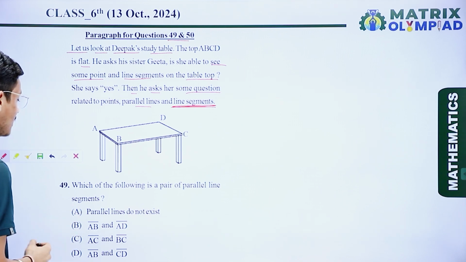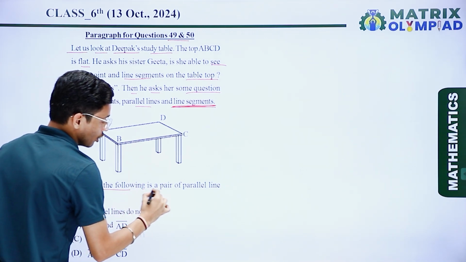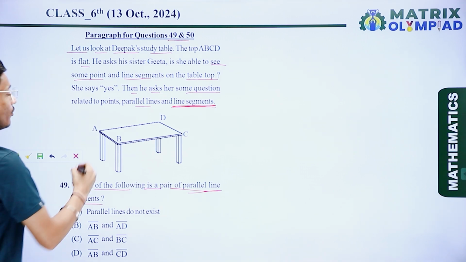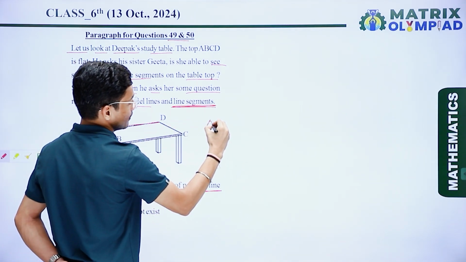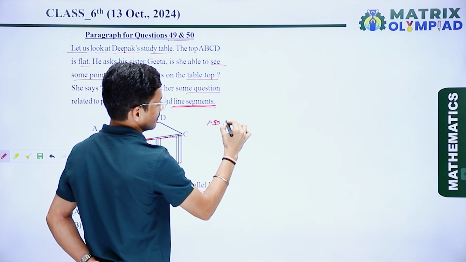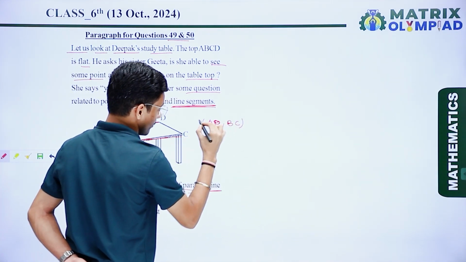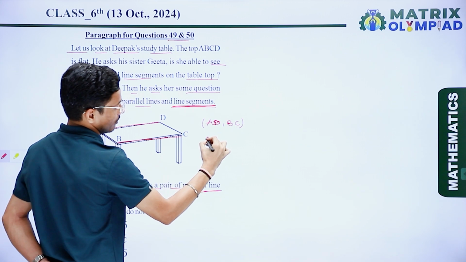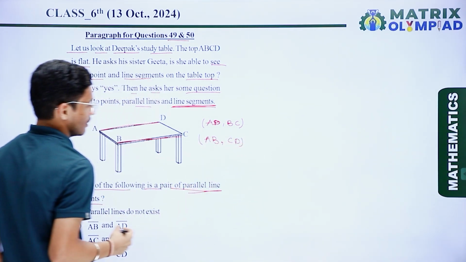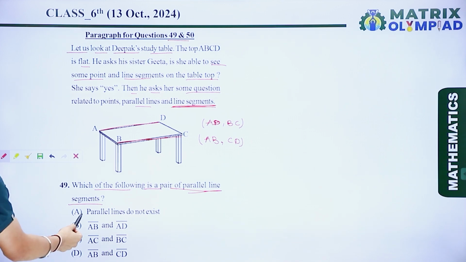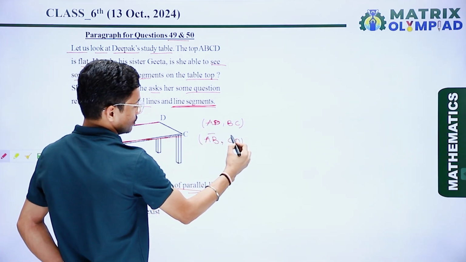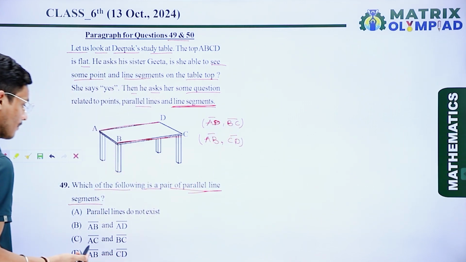So question number 49, that is, which of the following is a pair of parallel lines? So for a pair of parallel lines, I can say that AD and BC is one pair, that is the parallel lines pair. And again, if I talk about AB and CD, this is also a pair of parallel lines. So here check AB and AD. No, this one is not a pair of parallel lines.